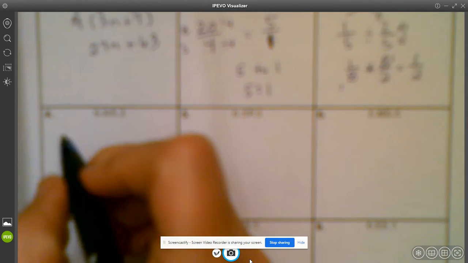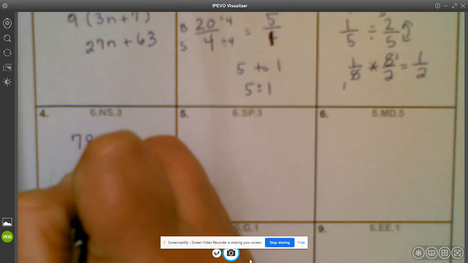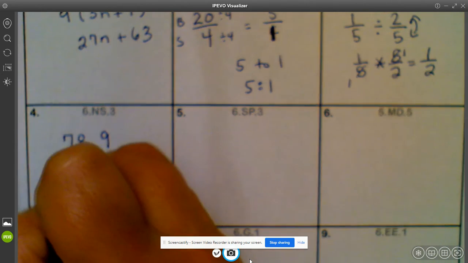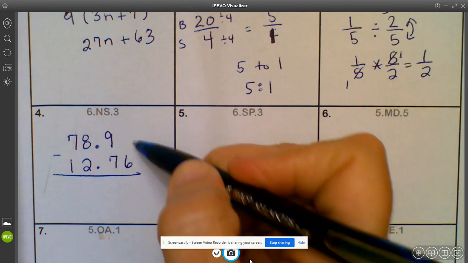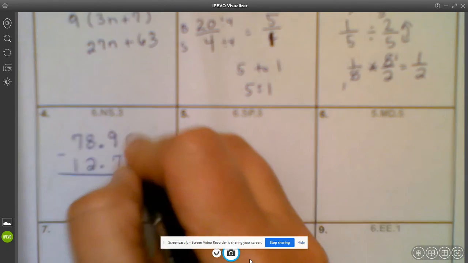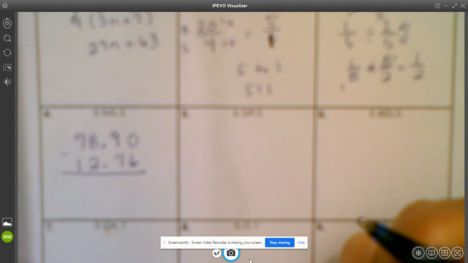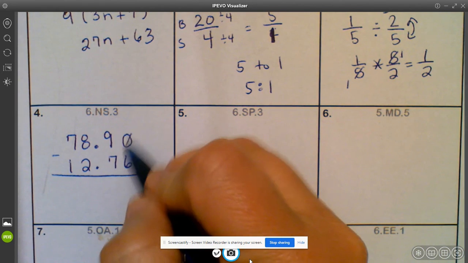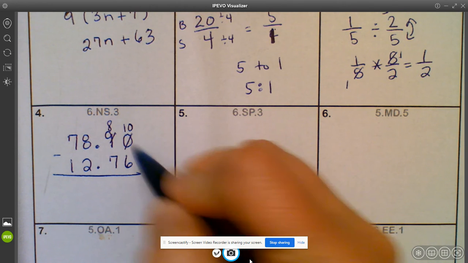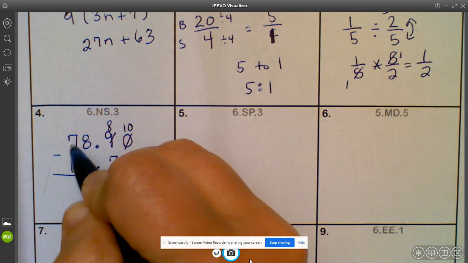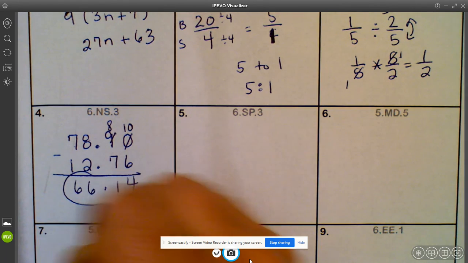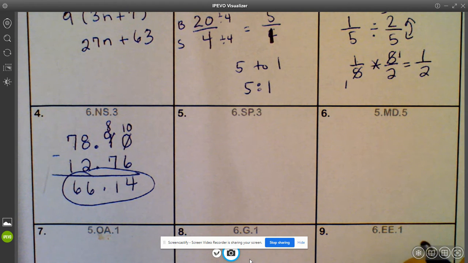And number 4, we are subtracting decimals. So remember that you have to line your decimals up when subtracting. And I have this empty space right here, so I can fill that with a 0 as a placeholder. So now I subtract. 0 take away 6. That's going to be 10 when I borrow. 10 take away 6 is 4. 8 take away 7 is 1. 8 take away 2 is 6. And 7 take away 1 is 6. So 66.14.